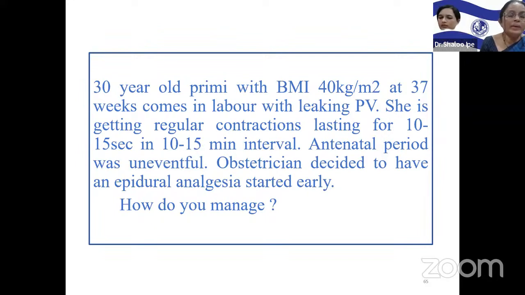A 30-year-old primigravida with BMI 40 kilogram per meter square at 37 weeks comes in labor with leaking per vagina. She is getting regular contractions lasting for 10 to 15 seconds at 10 to 15 minute intervals. Antenatal period was uneventful. The obstetrician decided to have epidural analgesia started early. How do you manage? A BMI of more than 40 kilogram per meter square belongs to class 3 obesity.